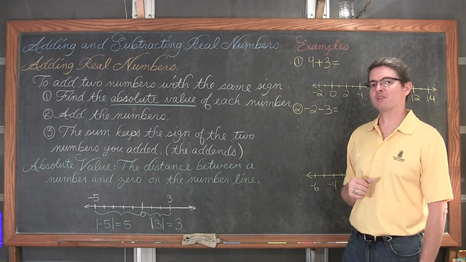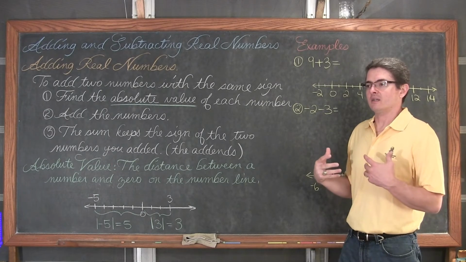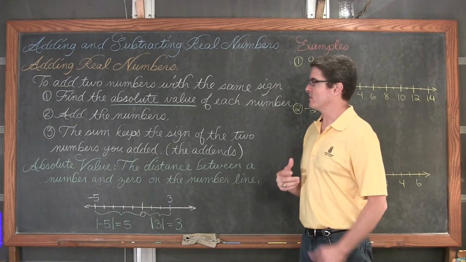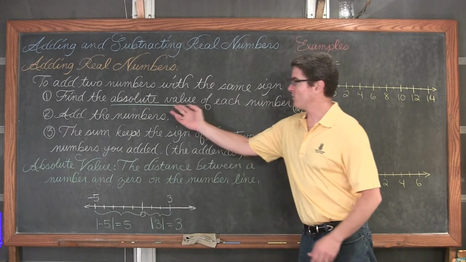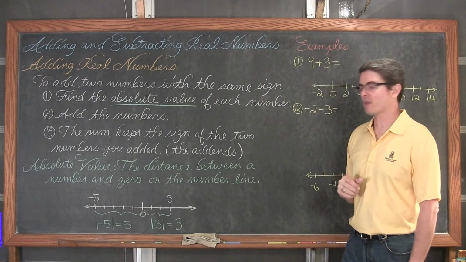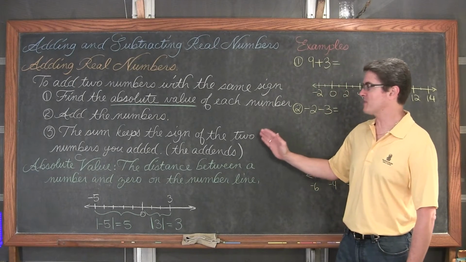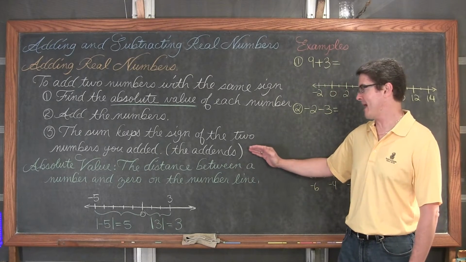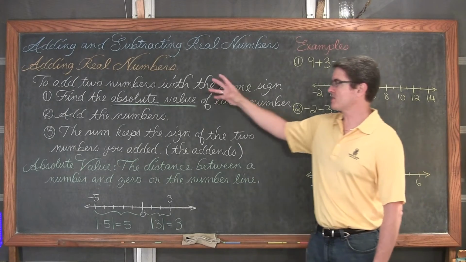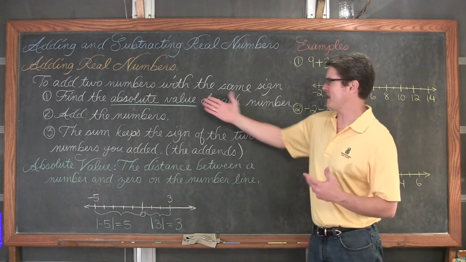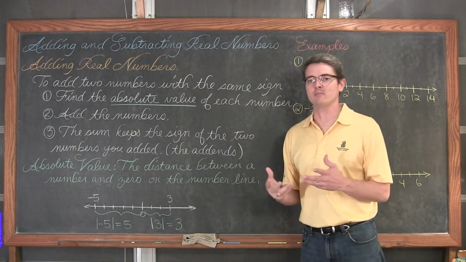So to add two numbers with the same sign, and this is the type of addition that students usually feel the most comfortable with, we're going to find the absolute value of each number. We're going to add those numbers, and the sum is going to keep the sign of the two numbers that you added. Now, these are steps that, again, look like what you would see in a lot of textbooks, this idea of finding the absolute value of numbers.